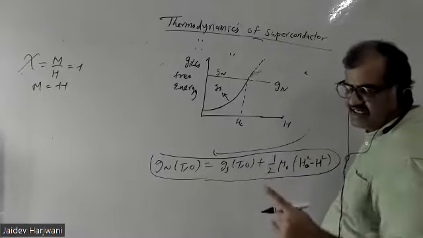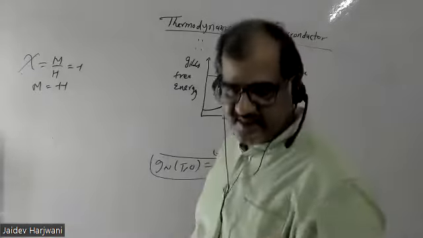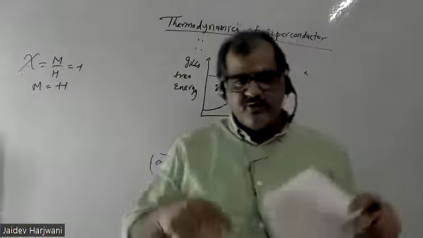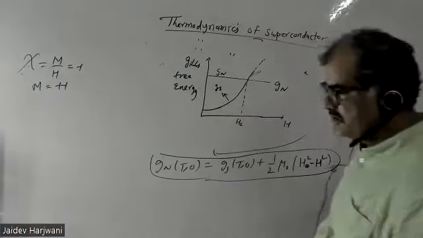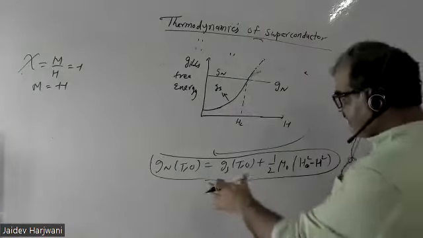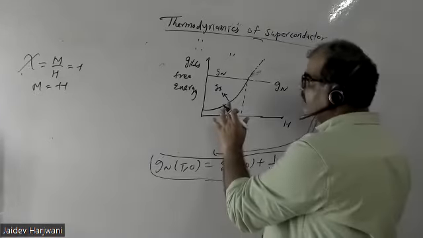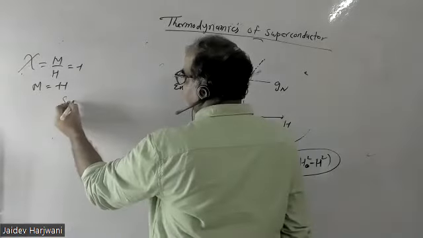So whatever phase has a lesser Gibbs free energy will be stable. That means your material will try to acquire that state. Clear? Okay. That is the only fact you have to remember: the superconducting state has a lower Gibbs free energy compared to the normal state.